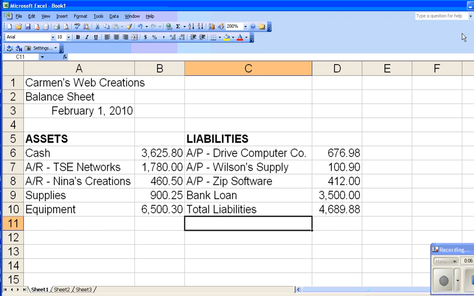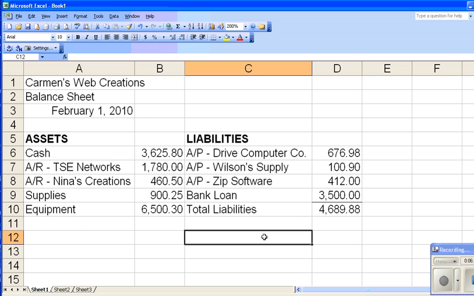We have a total of $4,689.88 that Carmen's Web Creations owes to other organizations. Because we added, we need to show that we've added by placing a single line below the amount $3,500.